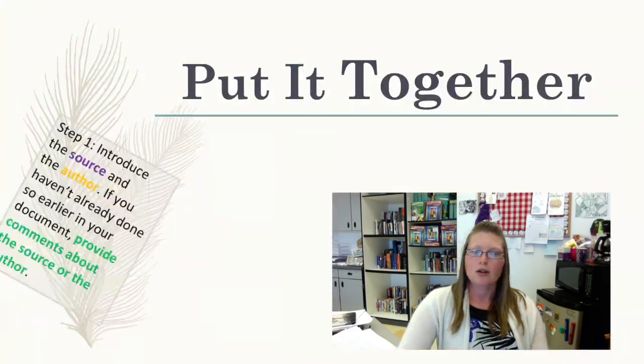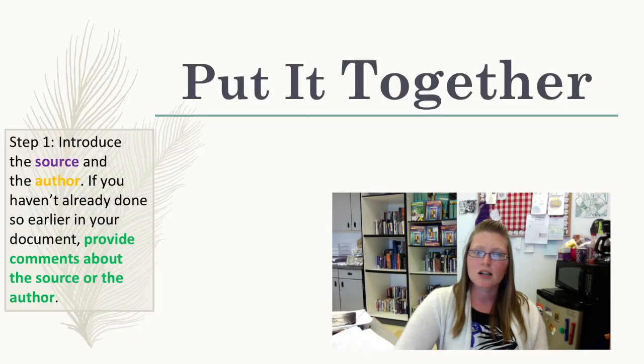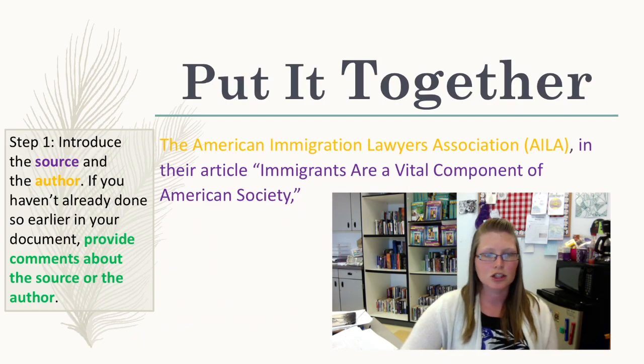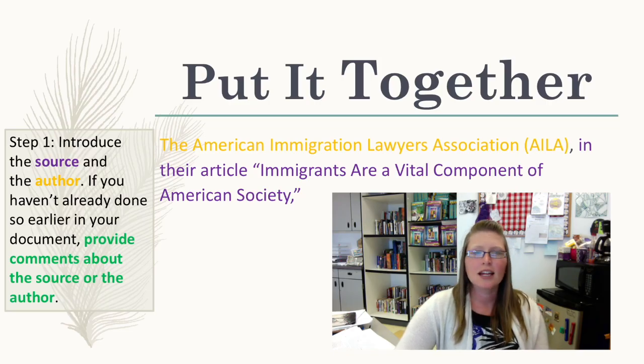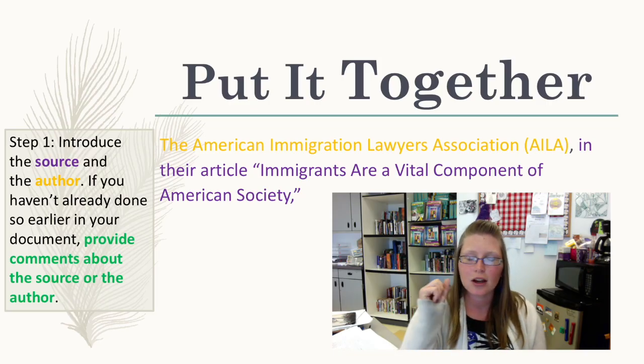First, we have to introduce the source and the author. So in this example, they introduced the author first, the American Immigration Lawyers Association, or the AILA, and then they introduced the source: in their article, immigrants are a vital component of American society. And what I like about this example is that they tell you what type of source they're pulling from.